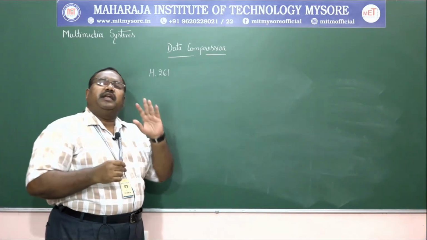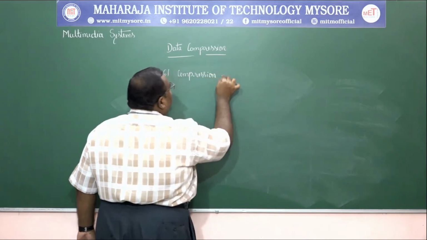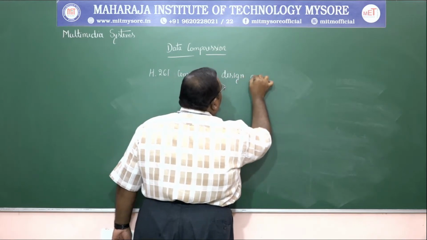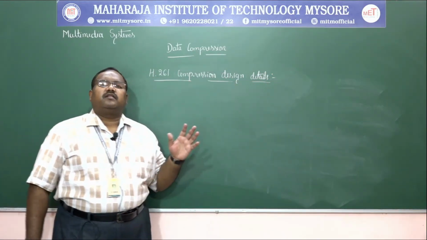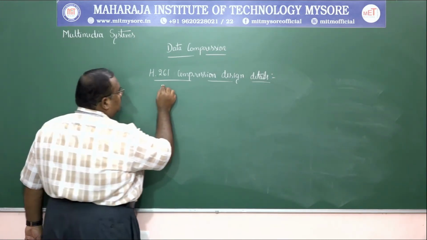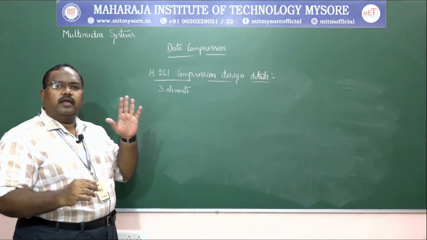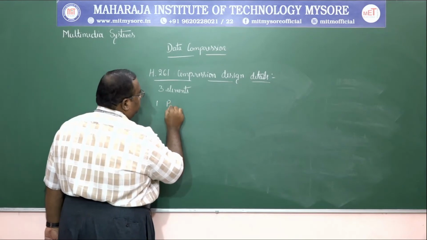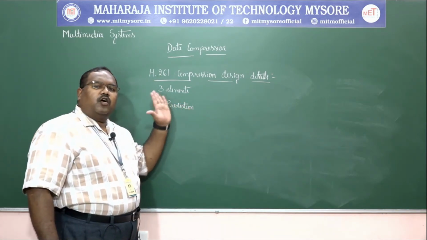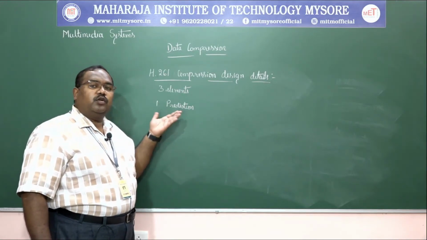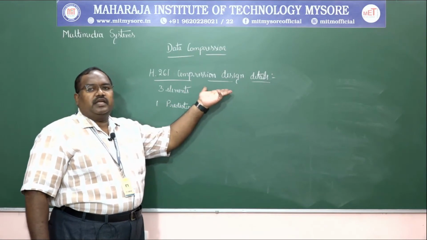Next we look into the design details, that is the H.261 compression design. When we talk about the design details, it mainly consists of three elements. So what are those three elements? We will go one by one. The first one is the prediction. Here the detailed explanation of the combinations is happening, because we just discussed the three combinations. So those details have been explained with respect to the design. We will go through them one by one.